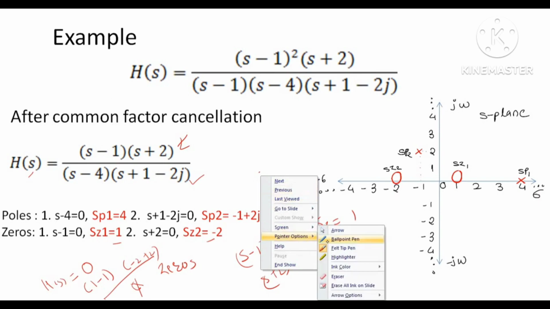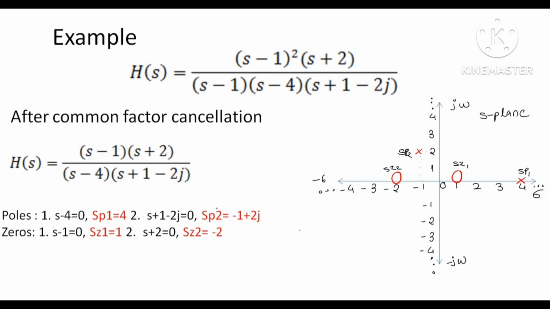So what we understood is that poles are roots of the denominator, which make H(s) equal to infinite. Zeros are roots of the numerator, which make H(s) equal to 0. Both these conditions should be fulfilled: it should be a root, and at that value of s, that means at that pole or zero, if it is a pole, H(s) should become infinity, and at a zero, H(s) should become equal to 0.